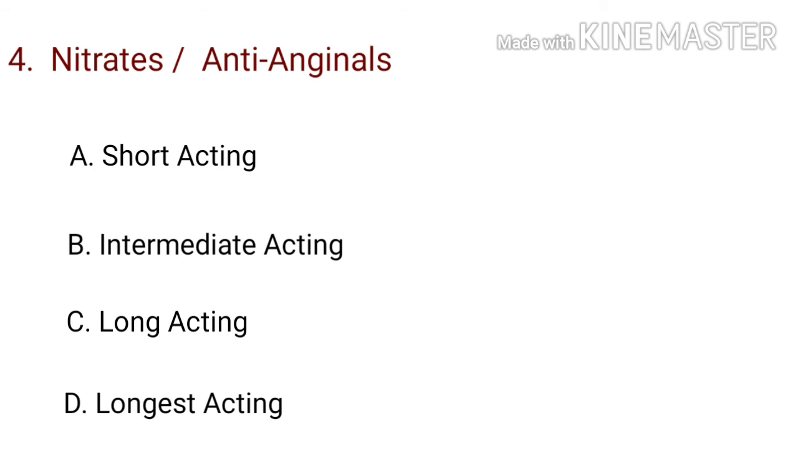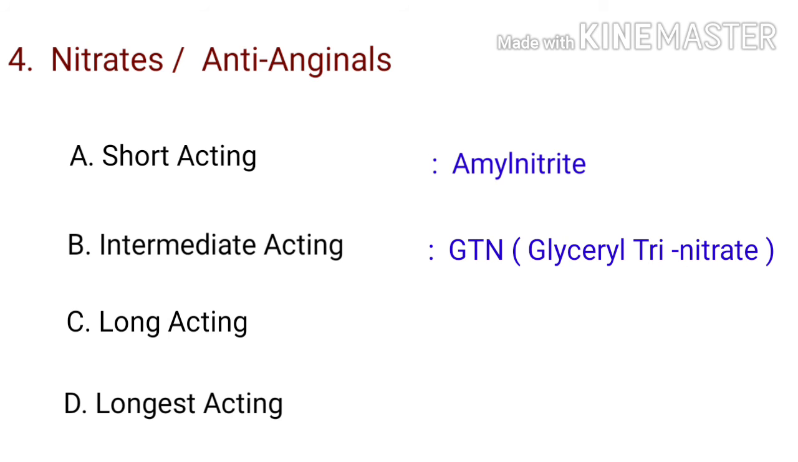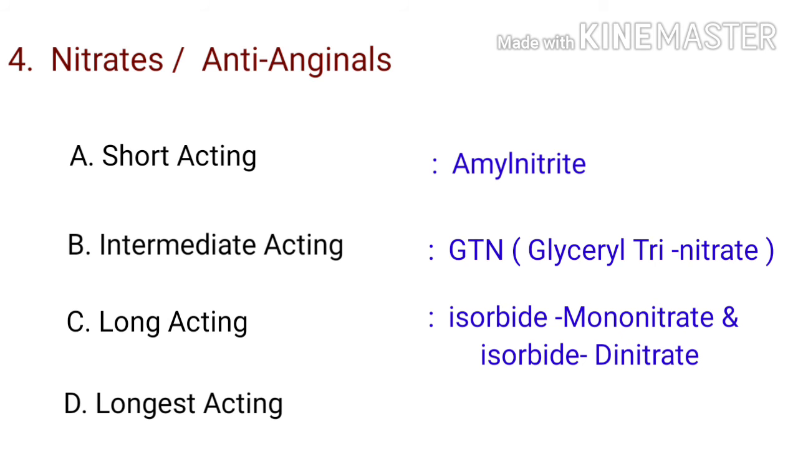Under short acting we will have amyl nitrite. Example for intermediate acting, that is GTN, glyceryl trinitrate. For long acting we will have isosorbide mononitrate and isosorbide dinitrate. And for the very long acting drugs or the longest acting drugs we will have pentaerythritol tetranitrate. Okay, fine, the topic has come to an end.